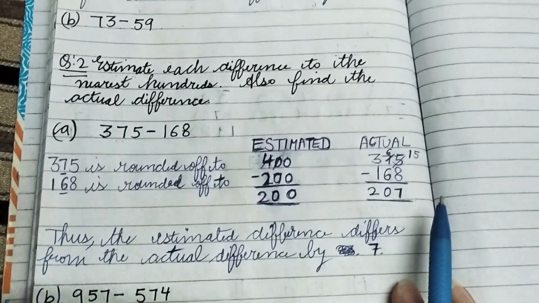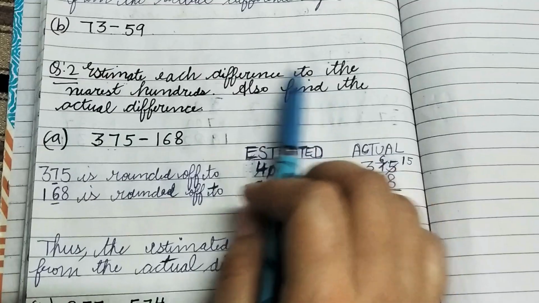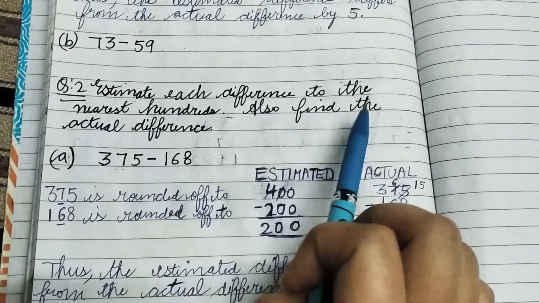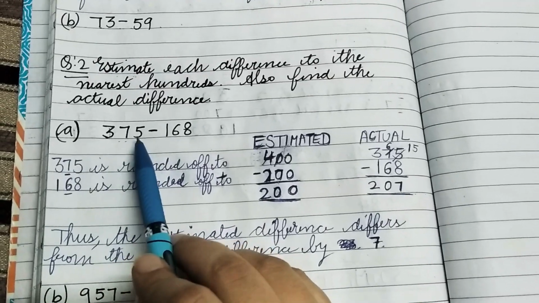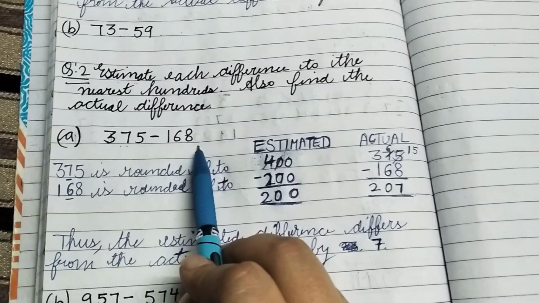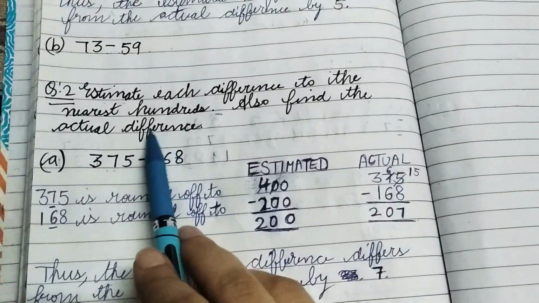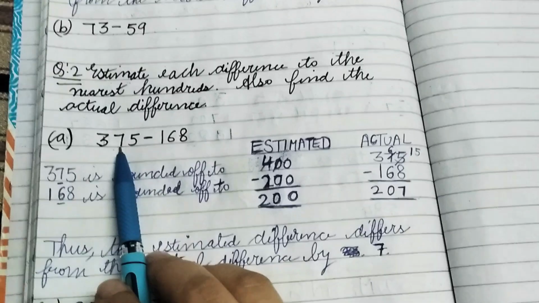Let us come to question number 2, which says estimate each difference to the nearest hundreds. Also find the actual difference. A part is 375 minus 168. Again I will be rounding off these numbers to nearest hundreds. For this I will concentrate on the tens place digits.